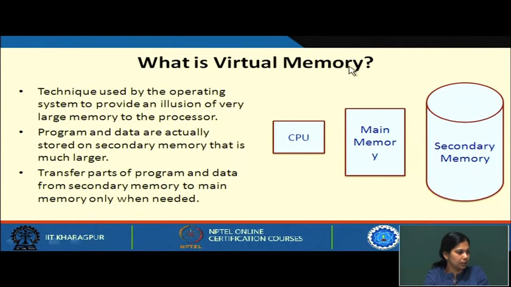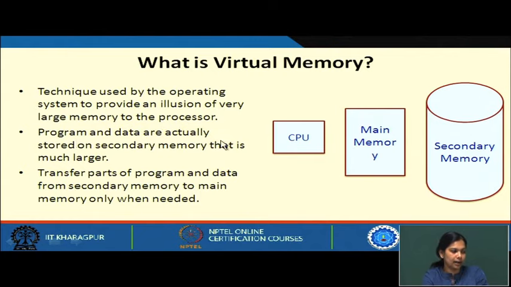Moving on with virtual memory. Virtual memory is basically a concept that is used to give an illusion that we have a very large memory space at our disposal, but actually we have space equal to main memory. But it gives an illusion to the programmer that you have a larger space to execute. It is the technique used by the operating system to provide an illusion of a very large memory to the processor.